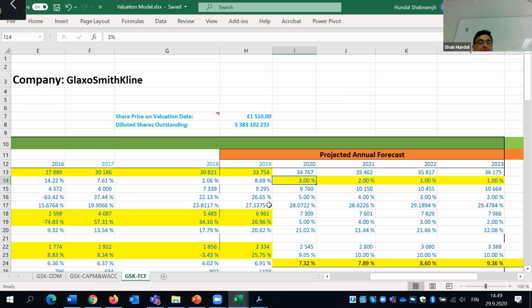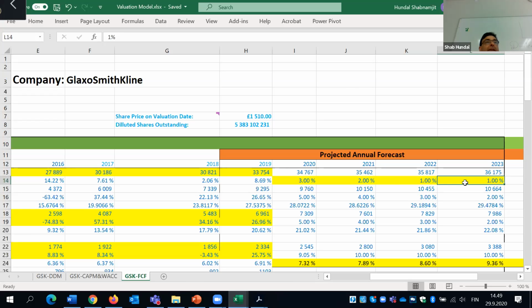Okay. So here I assume that the revenue in 2020 will increase at 3%. And then for the next year, I make a very pessimistic forecast. Now here you have to make a forecast by yourself. You need to make some assessment by yourself.